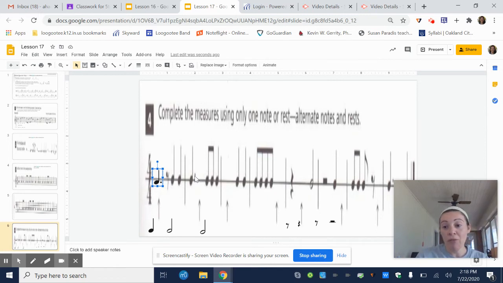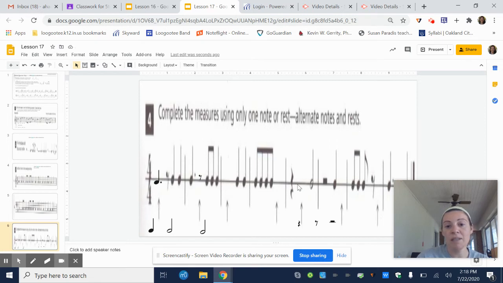And that means we're supposed to have 4 beats in a measure, and we only have 3.5. We're supposed to be alternating between notes and rest. So this would be a rest that only has a half a beat. So which of these rests over here only have a half a beat? So we know that our 8th rest has half a beat. So we're going to click and drag that over there. And that's how you're going to do this exercise.